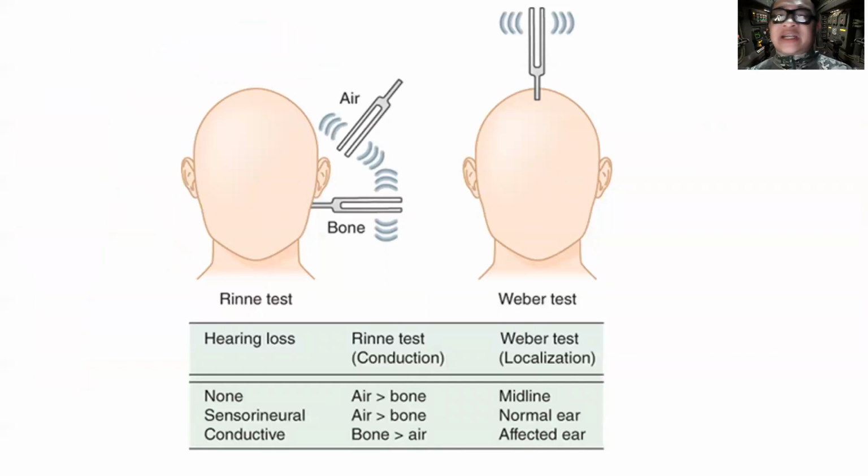Next would be your hearing test. Now, you would hear about the Rinne and you would hear about the Weber. So one test, the Rinne test, is basically you're testing for conduction.